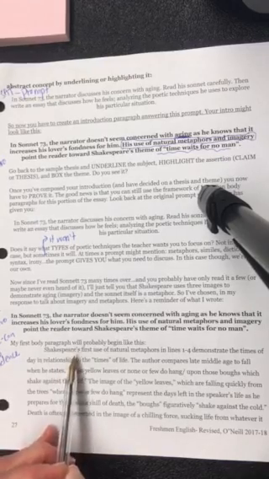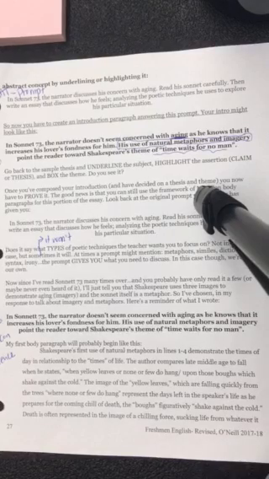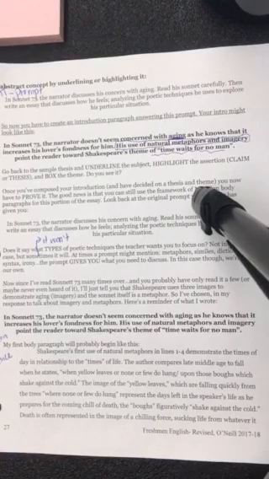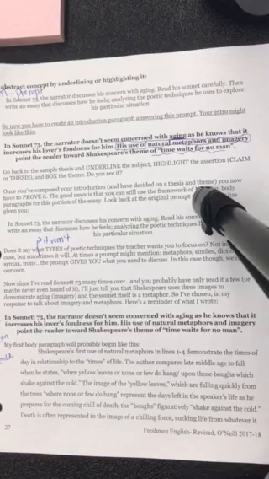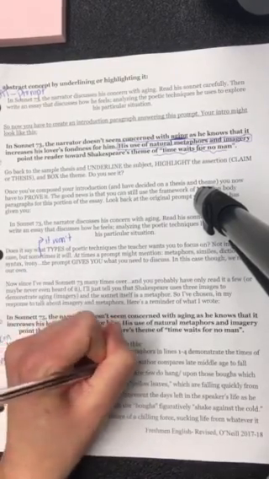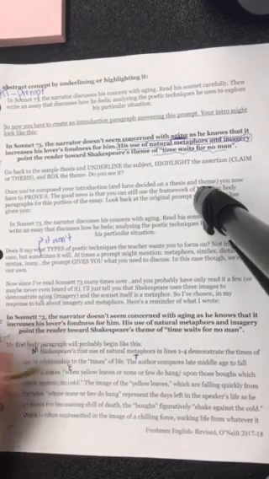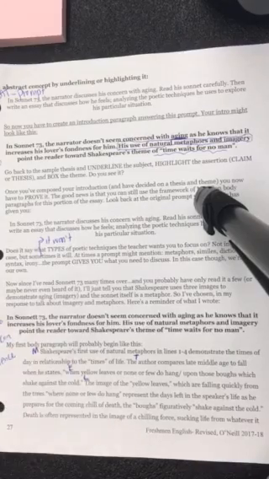So it says, Shakespeare's first use of natural metaphors in lines 1 to 4 demonstrate the times of day in relationship to the times of life. The author compares late middle age to fall when he states, when yellow leaves or none or few do hang upon those boughs which shake against the cold. So here we have our main idea. We have a really nice transition into our evidence. We have our evidence and the beginning of the link.